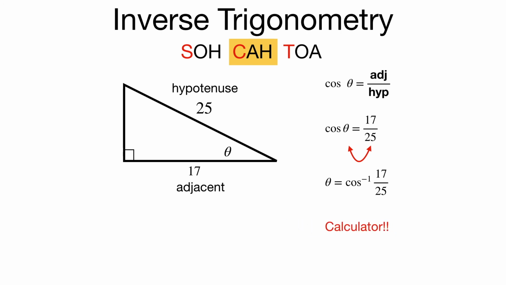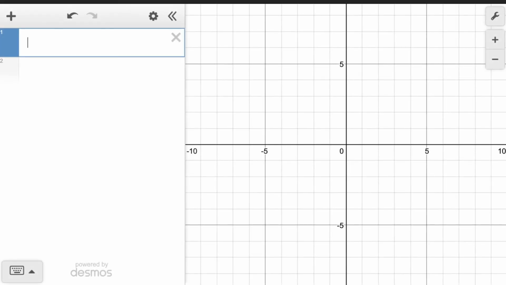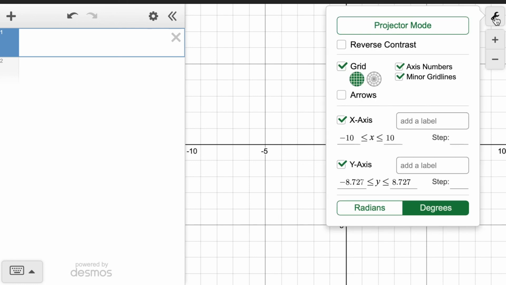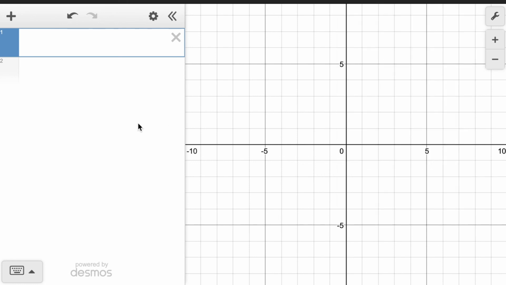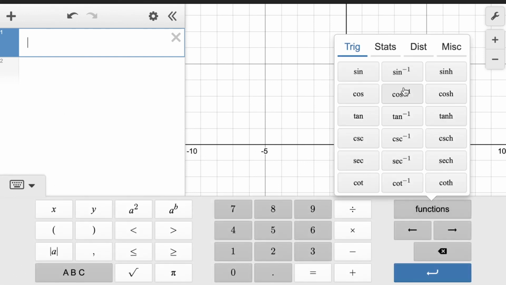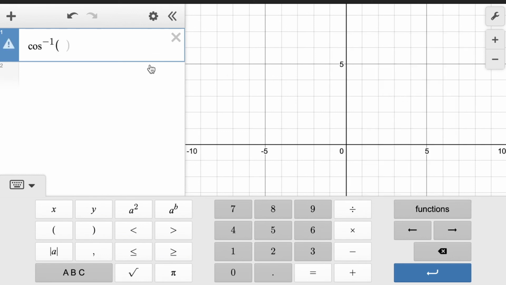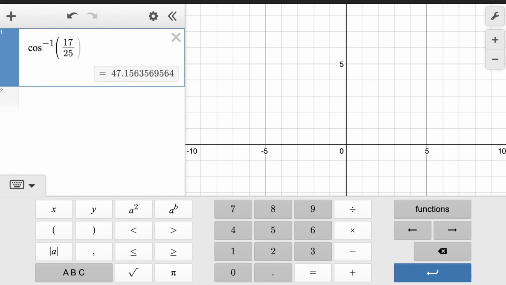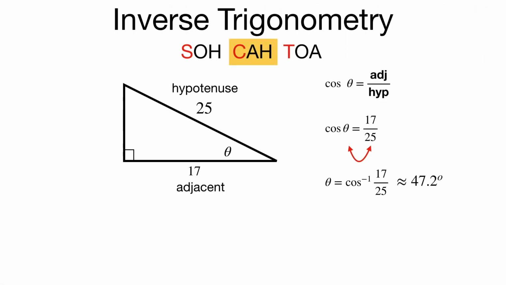So I'm going to use my calculator. Once again, back in the Desmos calculator. Super quick, still degrees. This time I want the angle whose cosine is 17 over 25. So I'm going to click on my little keyboard, go to Functions. I want inverse cosine this time. And there it is. To the nearest tenth, about 47.2. So the angle whose cosine is 17 over 25 is approximately 47.2 degrees.